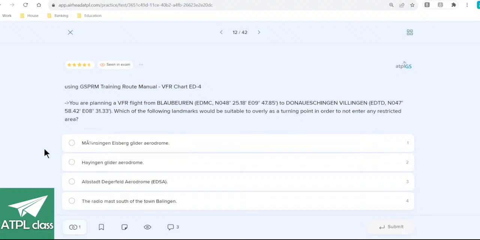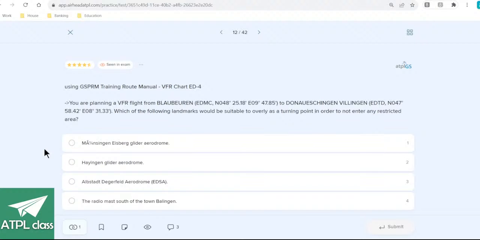That took a while. Found them. Right, find the two places. Which of the following landmarks would be suitable to overlay as a turning point in order to not enter any restricted area? There's a restricted area sort of halfway along the route that we don't want to enter. So we need to think of a point which might be suitable.